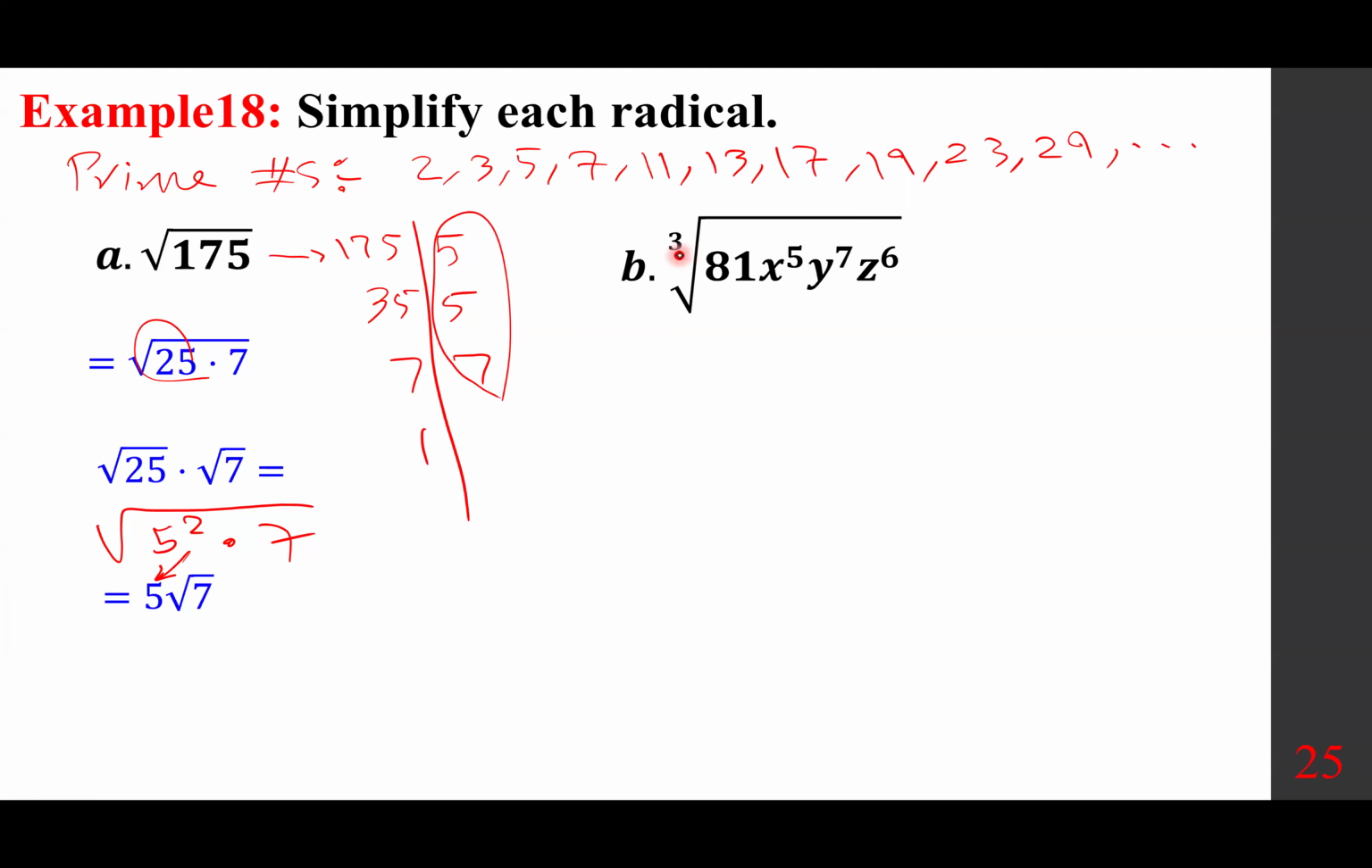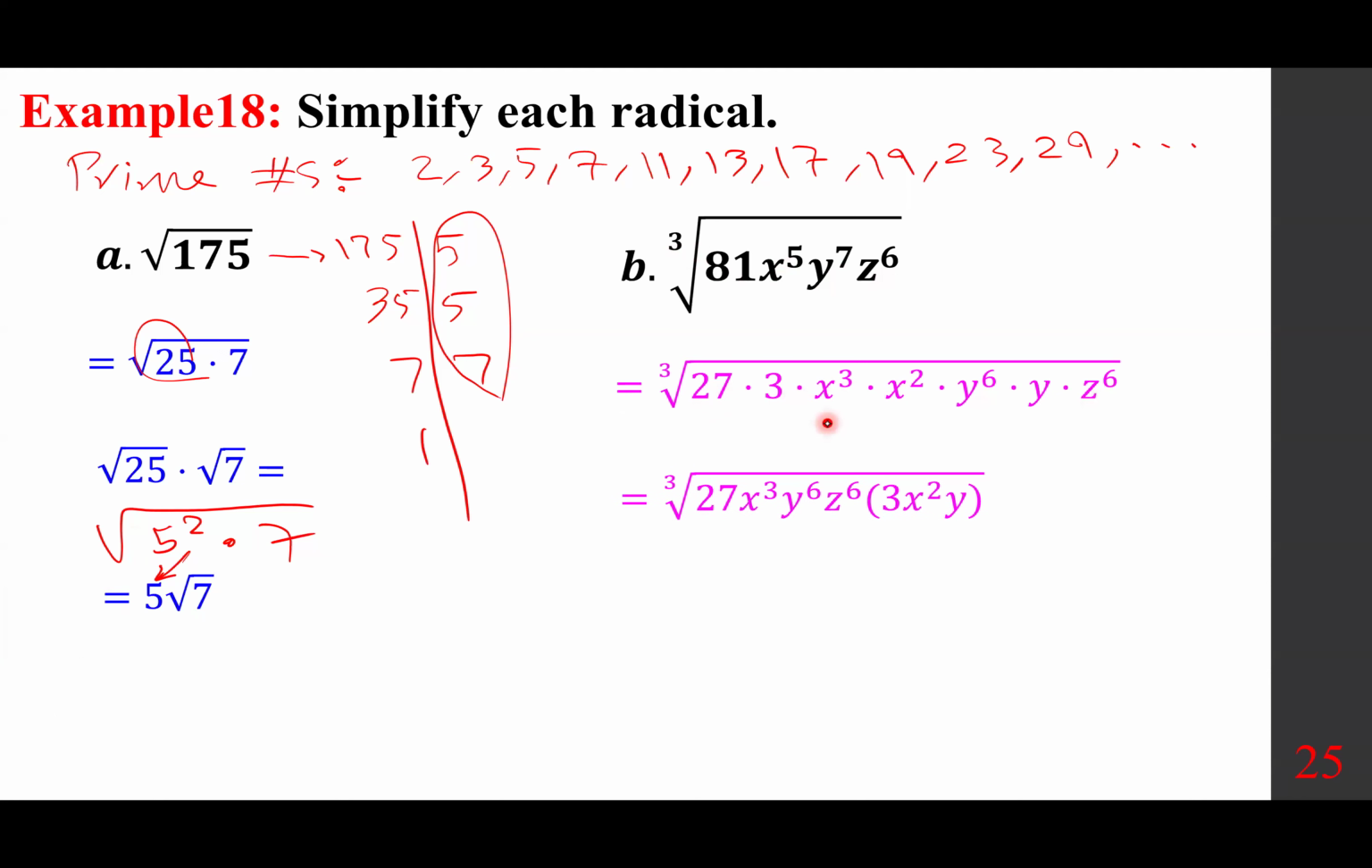81, we're looking at cube root, is 27 times 3. This is x cubed times x squared. This is y to the power of 6 times y, and this remains as z to the power of 6. Now, this one is a perfect cube, comes out. This one is a perfect cube. This one is the same thing. This one is the same thing. So we can rewrite it in this fashion. So put the 27 with x cubed and y to the power of 6 and z to the power of 6 together. This comes out as 3 because it's 3 cubed. This comes out as x. This y squared. This is z squared, and this one remains. And that's absolutely fine.